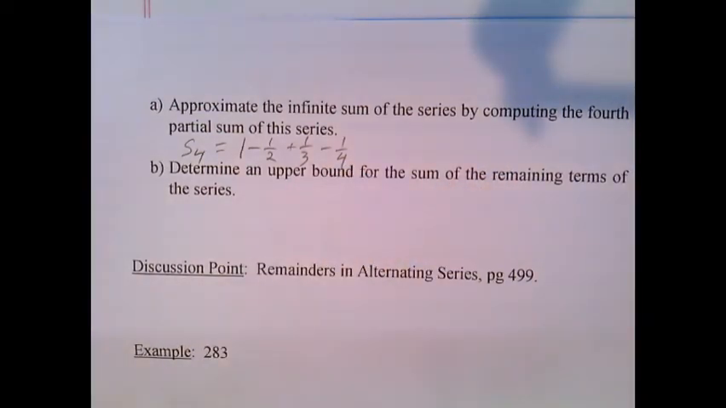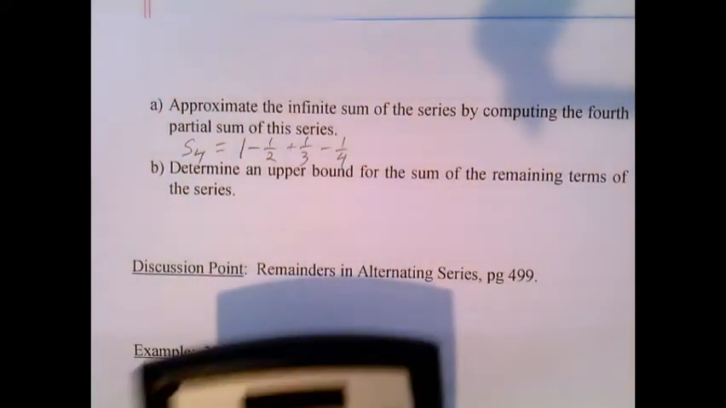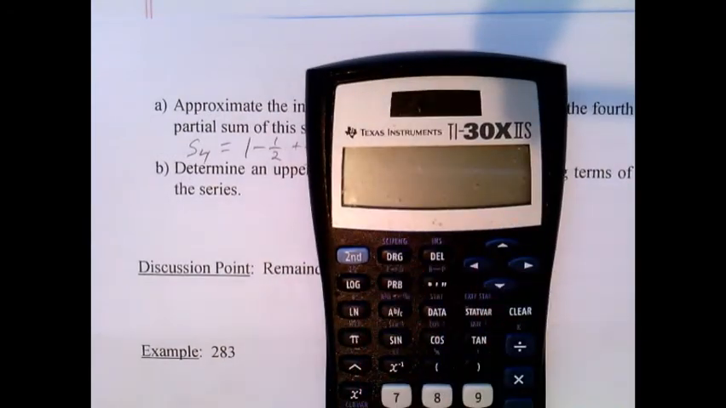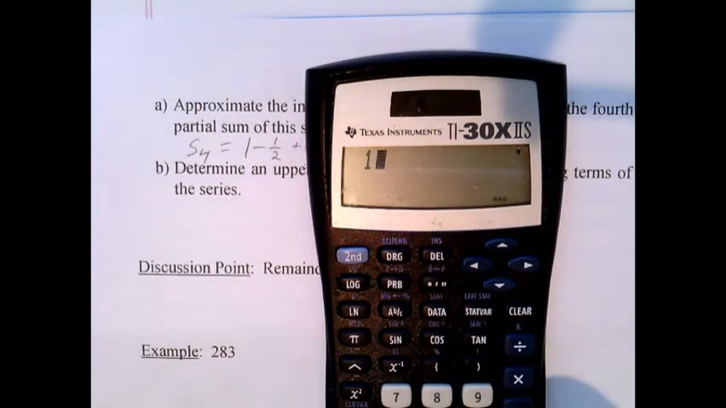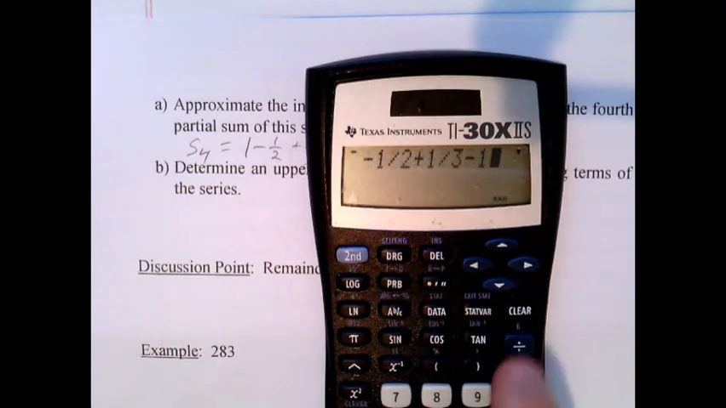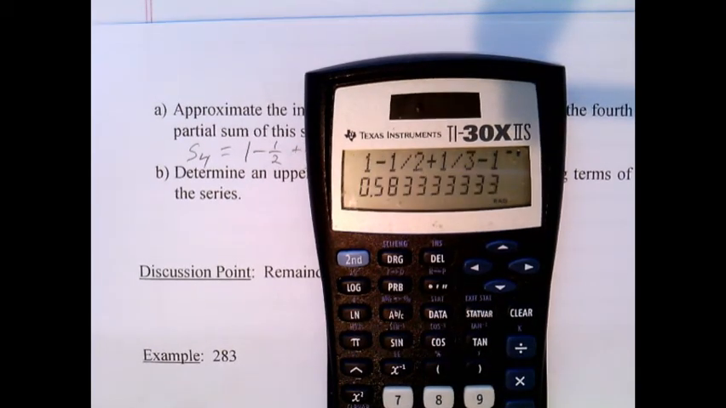you know what? It's getting late, I'm tired, a decimal would probably be better anyway. 1 minus a half plus a third minus a fourth, 0.58333.